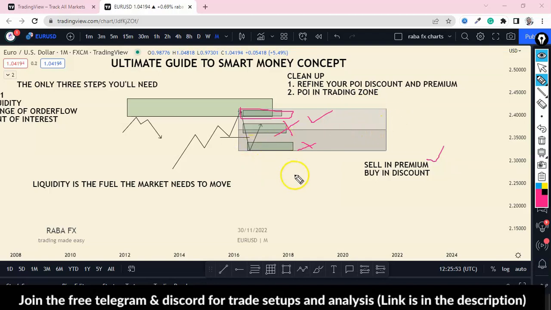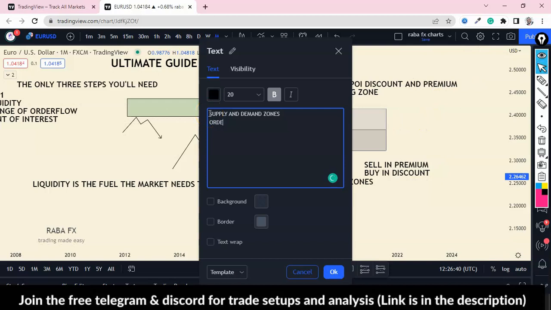If you don't understand that, I will link in the card up here a video for you to go and have a better understanding of what price imbalance is all about. Okay, so what are these points of interest? Your points of interest in this case are your supply and demand zones. We have your order blocks.